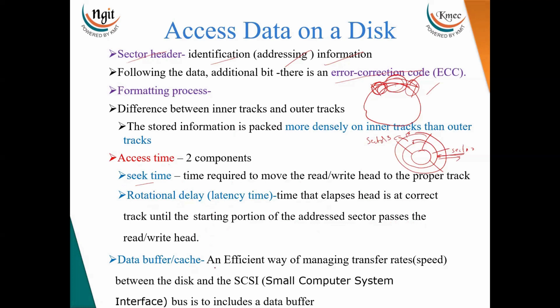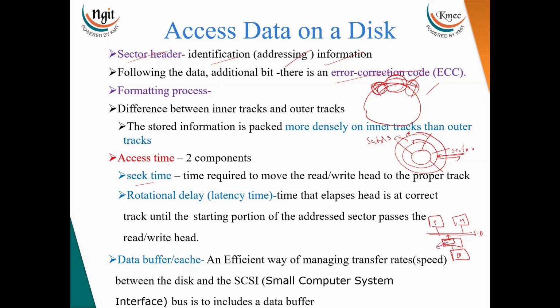Now coming to another term, the data buffer. Already in the interfacing circuit we have seen that this is the processor and this is the memory, and here we have a disk drive. This disk drive is connected to the interface circuit, and through the interface circuit it is connected to the system bus. Whenever the disk drive is transferring data to the memory or vice versa, it will send the data to the interface. In the interface, there are data registers or data buffers.